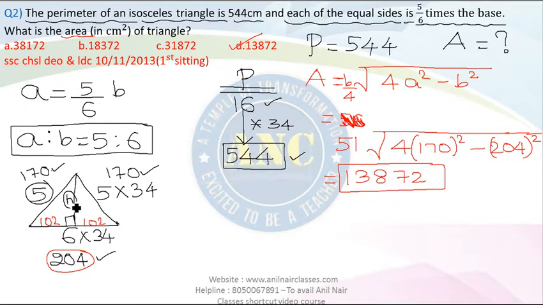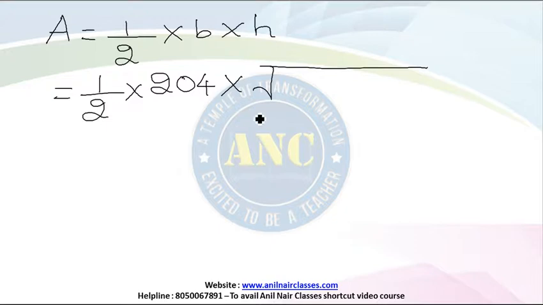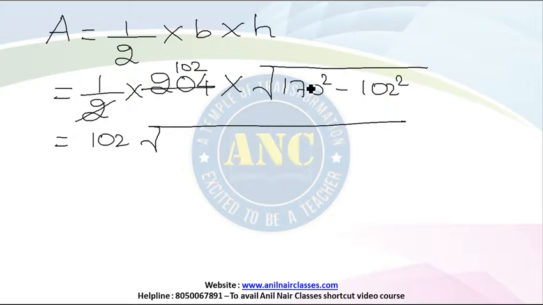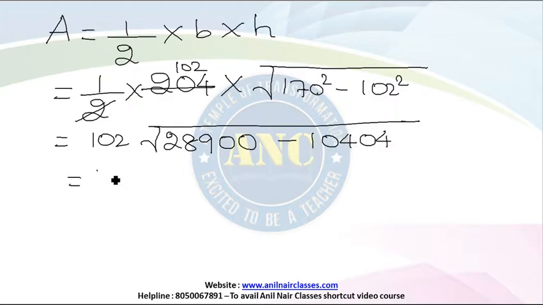Height is nothing but this particular value. This is a right angle triangle. So height is square root of 170 whole square minus 102 whole square. If I simplify, this is 102 times square root of 17 square, which is 289. 10 if I square, I will get 2 zeros, minus 102 whole square. I already taught you in speed maths, it should be 10404. Next, 102 into square root of the difference of these two, which will be 18496.